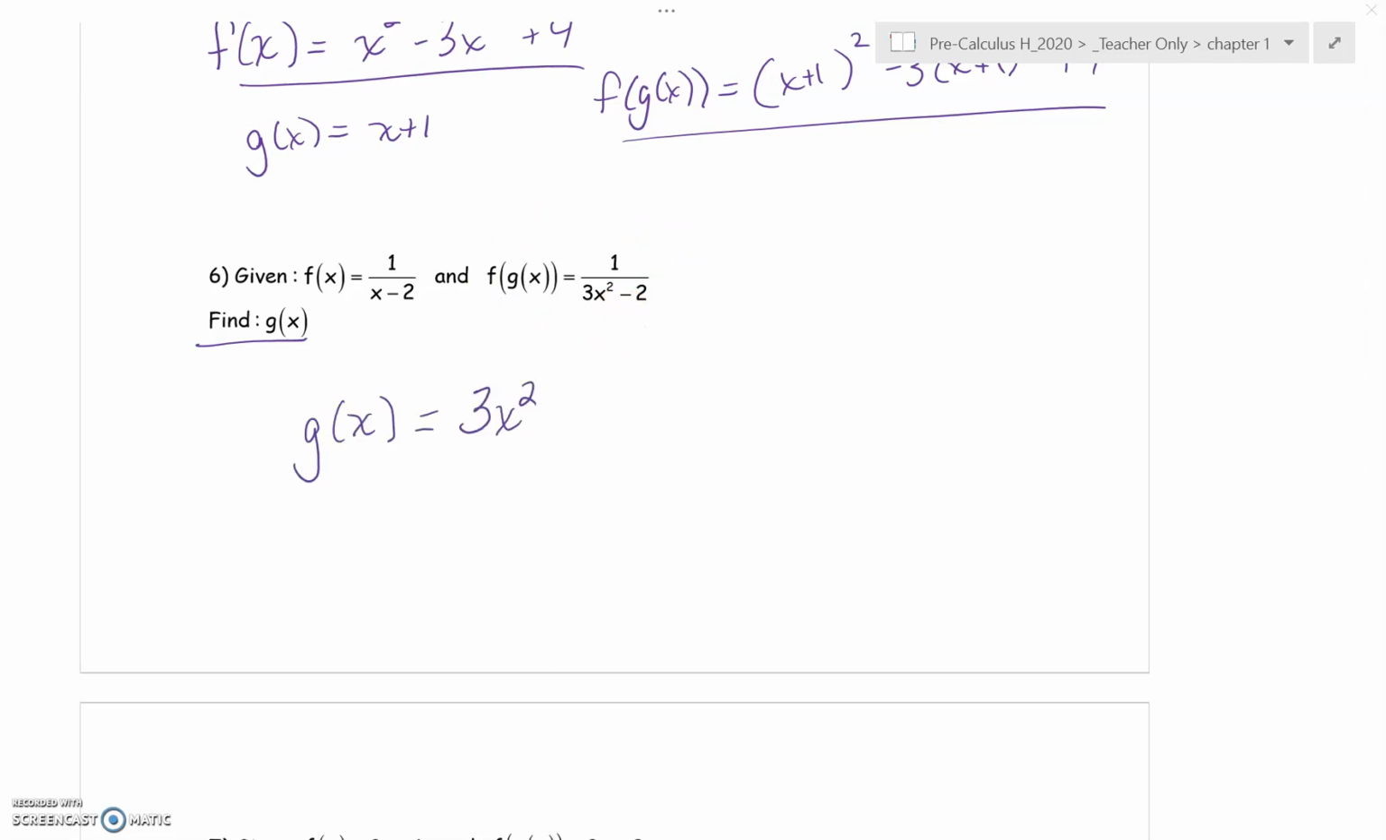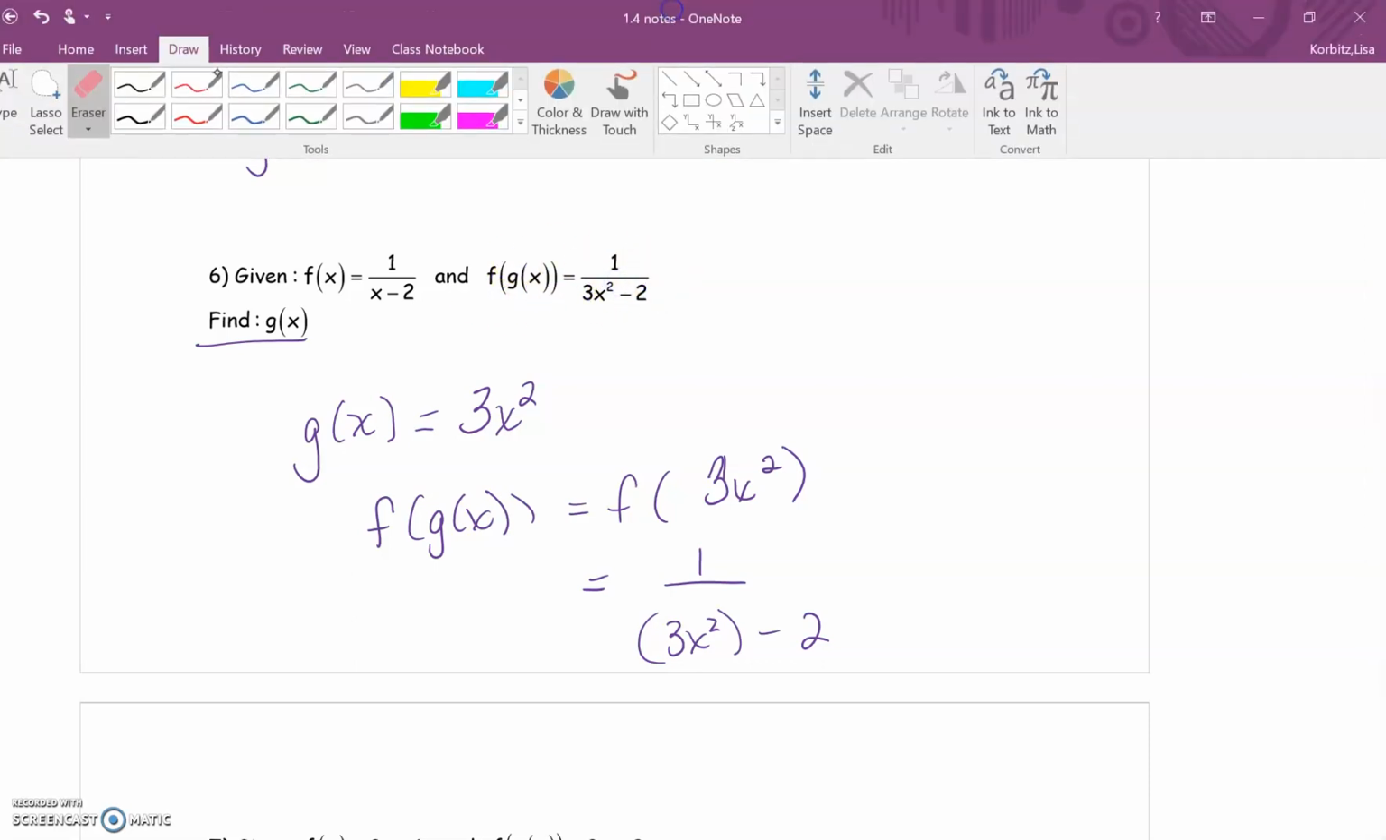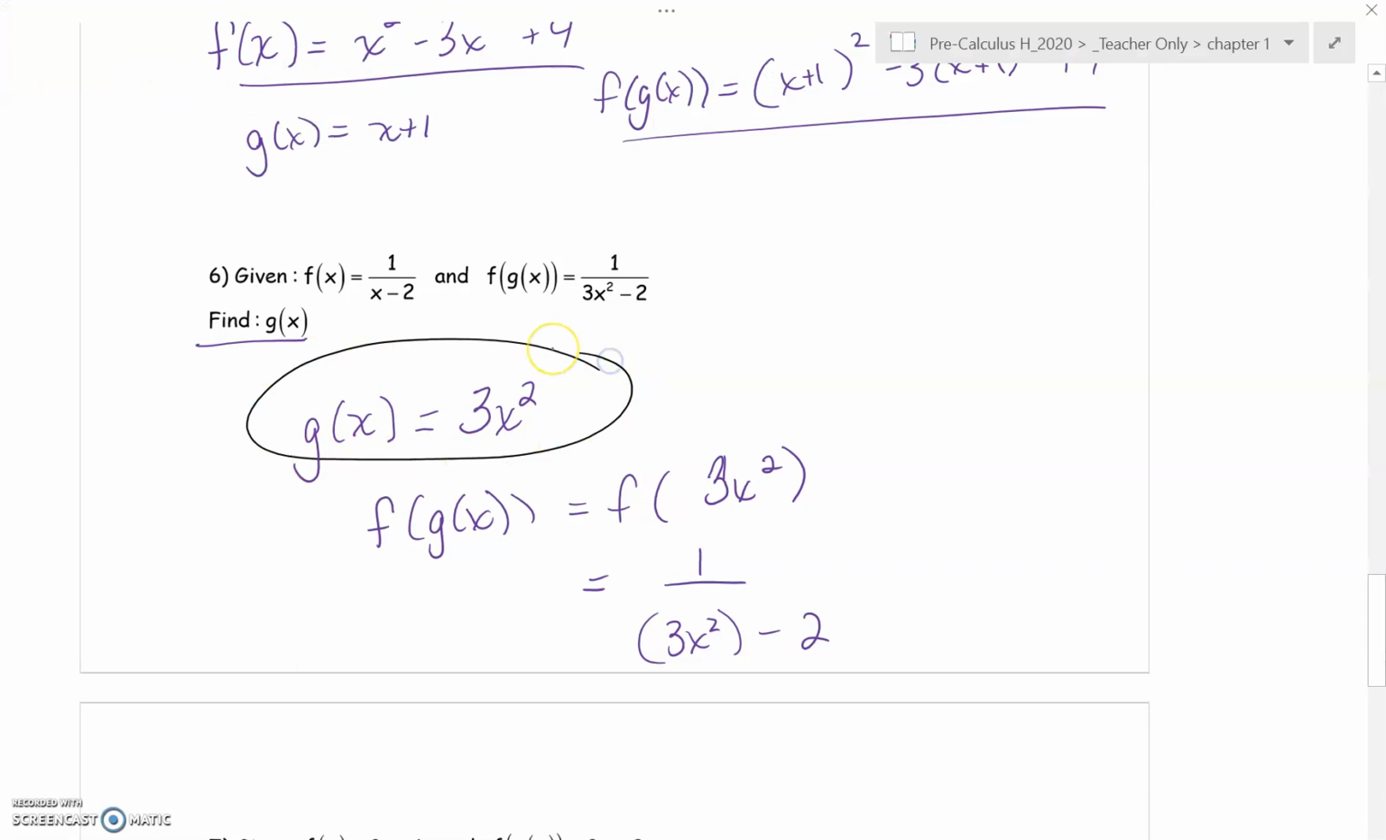Did you get g of x is 3x squared? Let's go ahead and check our hypotheses here. So if I have f of g of x, pretend I can't see that right now, everywhere I see an x, I'm going to replace the x's with g of x, and my hypothesis is 3x squared. So now in f of x, I have 1 over, I don't have x minus 2, but I have 3x squared minus 2. So notice that is what we were asked to do. So g of x equals 3x squared would work.